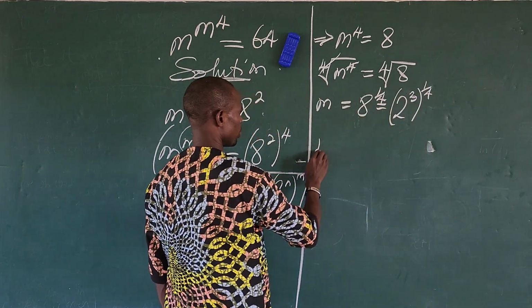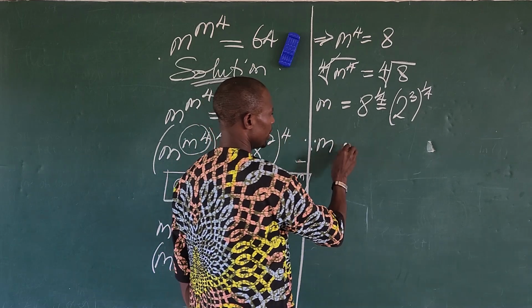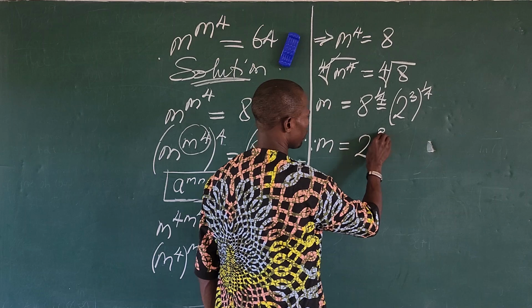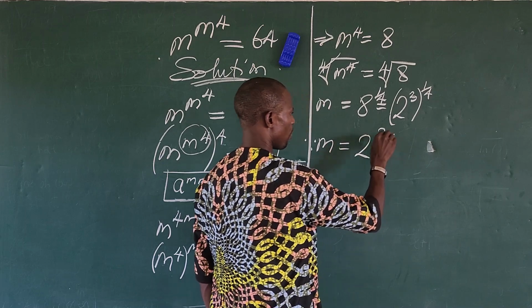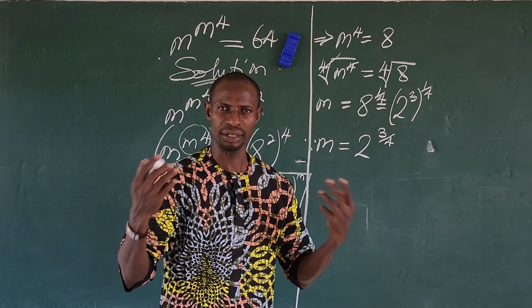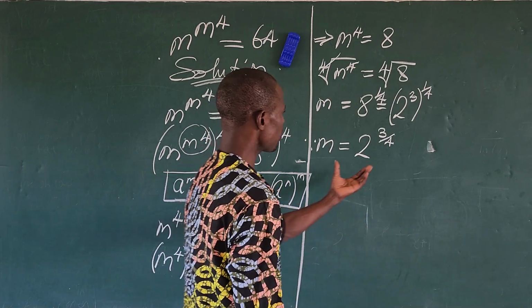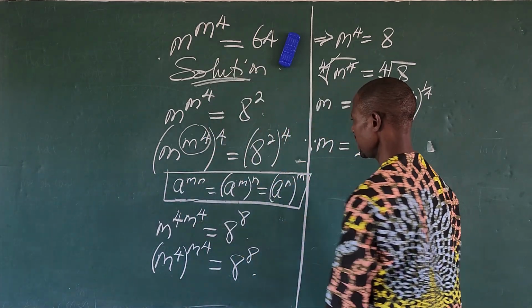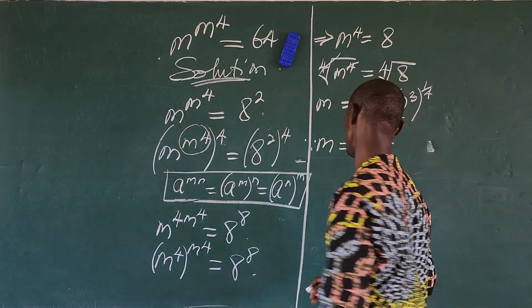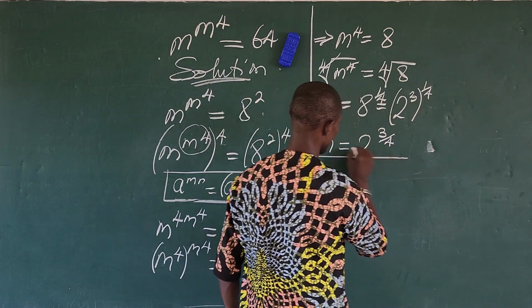So if we do that, we're going to have, therefore, m is equal to 2 to the power of 3 all over 4. So that is the value of our m. Now the question here is, let's put this root into the original equation and see if it will satisfy the original equation. So let's keep this, our answer, here.